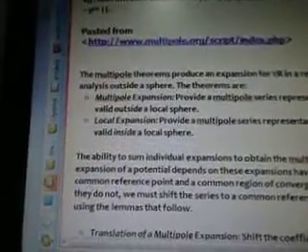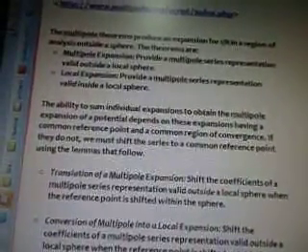And it says the multipole theorems produce an expansion for 1/R in a region of analysis outside a sphere. The theorems are: multipole expansion, which provides a multipole series representation valid outside a local sphere. Local expansion, which provides a multipole series representation valid inside a local sphere. The ability to sum individual expansions to obtain the multipole expansion of a potential depends on these expansions having a common reference point and a common region of convergence. If they do not, we must shift the series to a common reference point using the lemmas that follow.